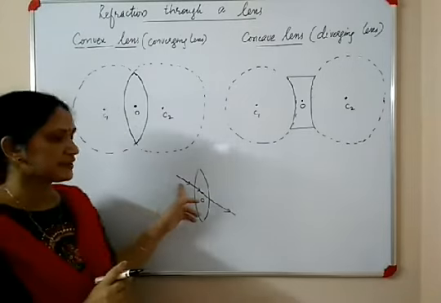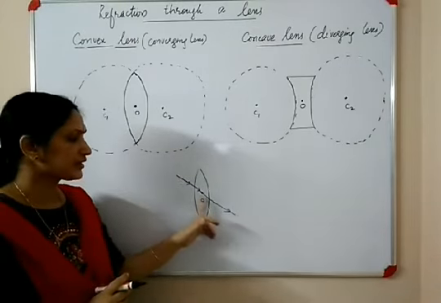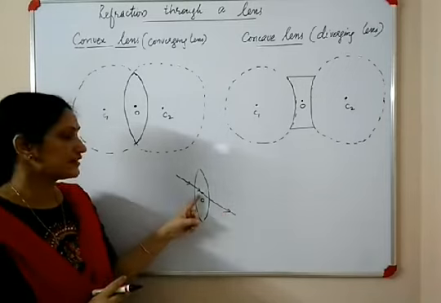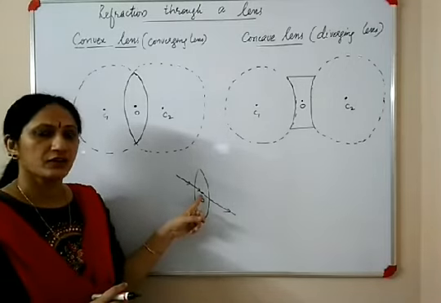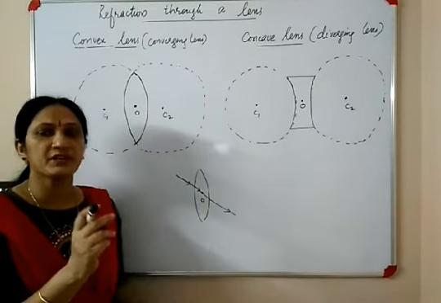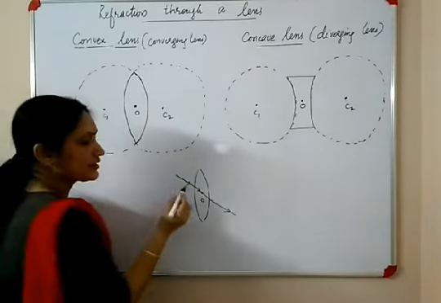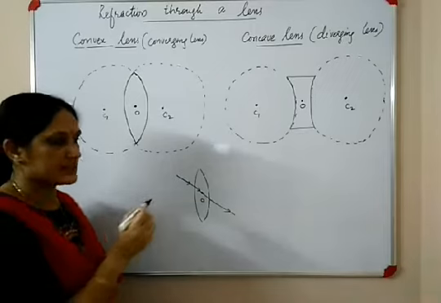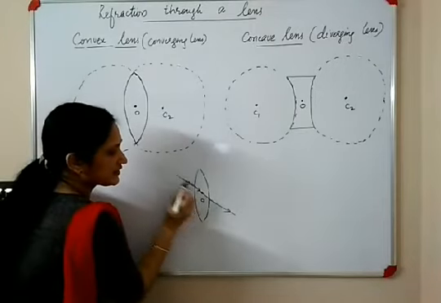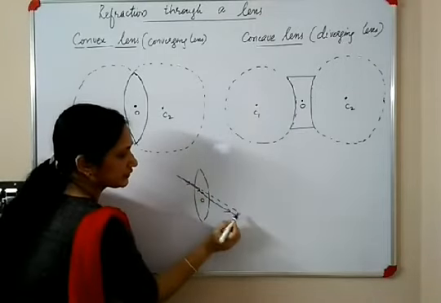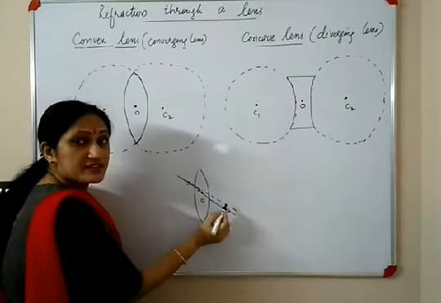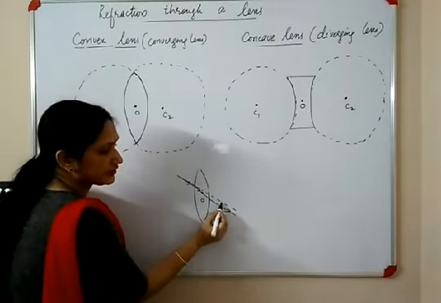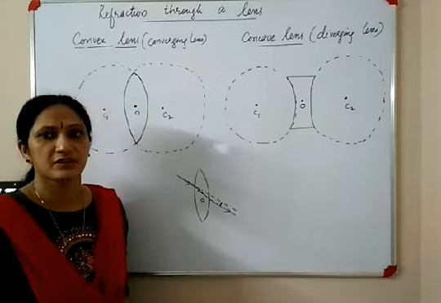This is the incident ray, refracted ray and emergent ray. You can see the refracted ray passes through the optical center. In that case the lateral displacement is very less. How to find out the lateral displacement? Extend this incident ray straight forward. The perpendicular distance between the incident ray extended and the emergent ray is called lateral displacement.